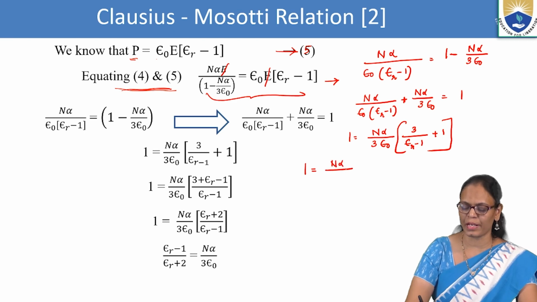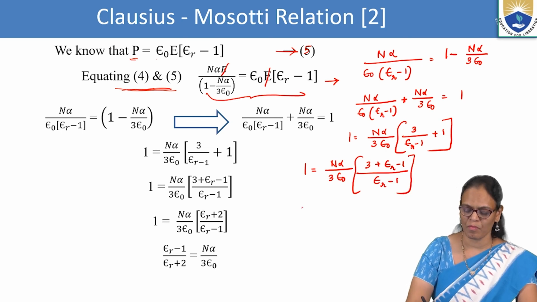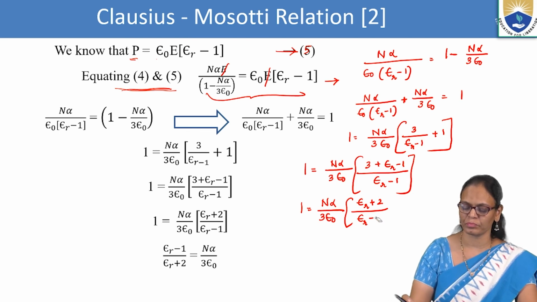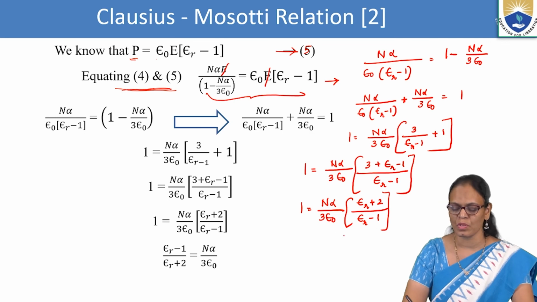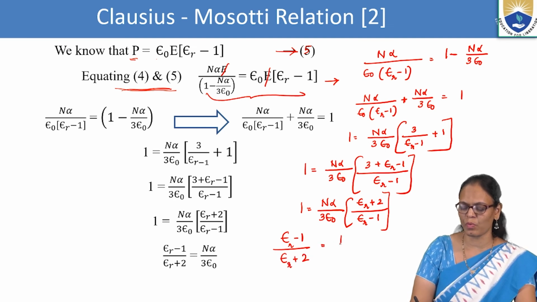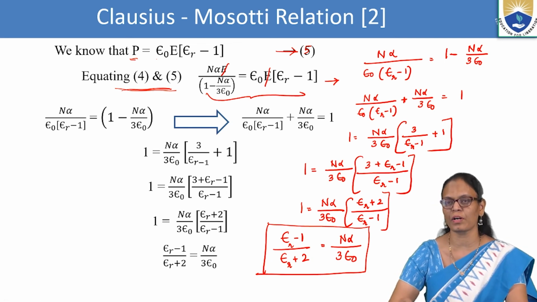1 is equal to N alpha by 3 epsilon naught. Taking the LCM, we have 3 plus epsilon r minus 1 by epsilon r minus 1. So this is 1 is equal to N alpha by 3 epsilon naught, epsilon r plus 3 and minus 1 is how much? Plus 2 by epsilon r minus 1. So now we want epsilon r minus 1 by epsilon r plus 2. So I'll take it on to the other side. So epsilon r minus 1 by epsilon r plus 2 will be simply equal to N alpha by 3 epsilon naught. This is a very important result.